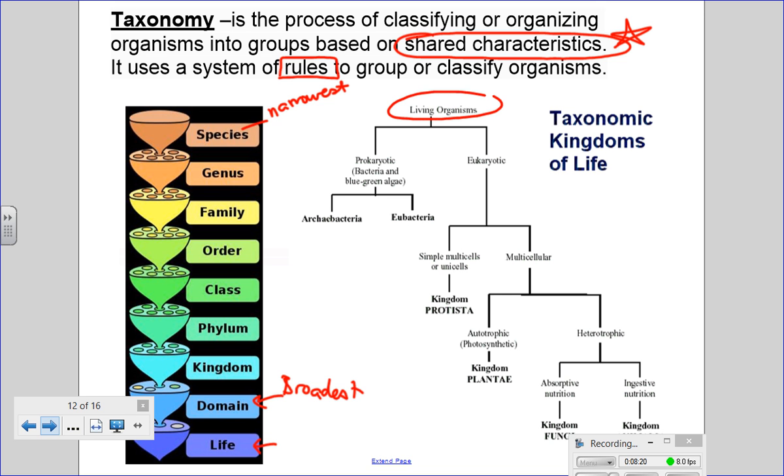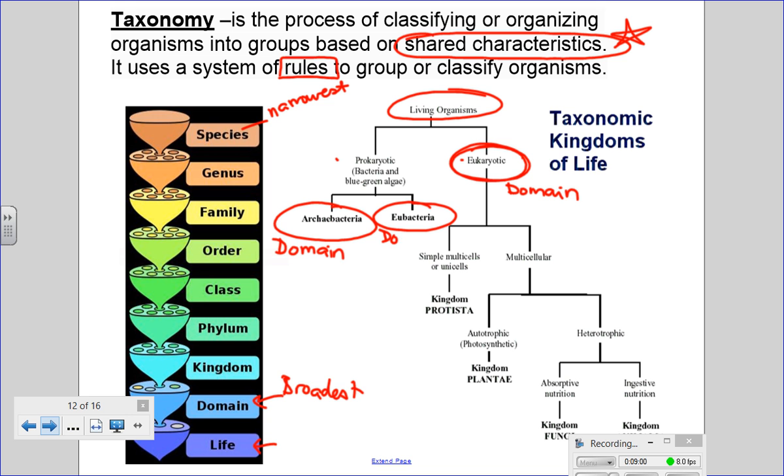If I take all living organisms, I can split them up into two basic categories: prokaryotic or eukaryotic. Eukaryotic organisms are a domain. So are the two categories of prokaryotic organisms. And you might ask yourself, well, that's kind of weird. Why would we split all things that are prokaryotic up into two categories? But it's actually because they have very different characteristics. So these three are the domains: archaebacteria, eubacteria, and eukaryotic cells.